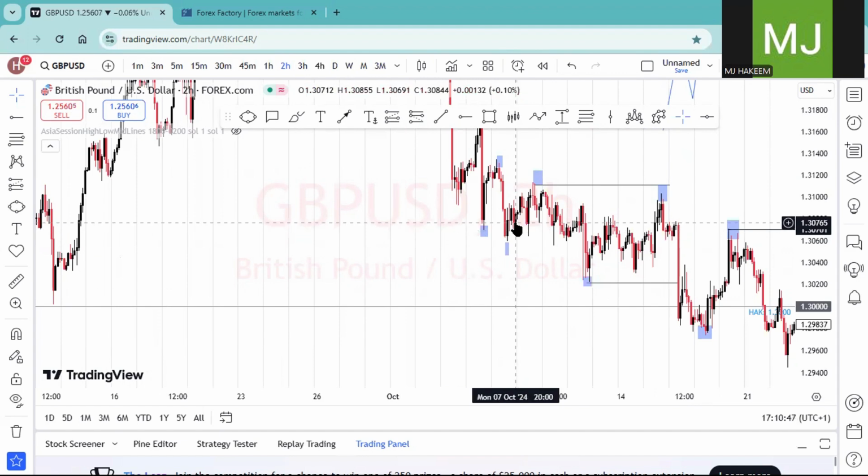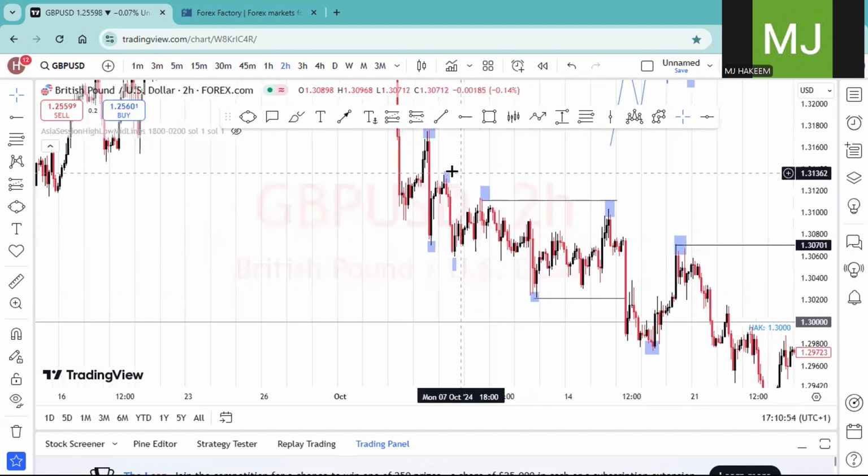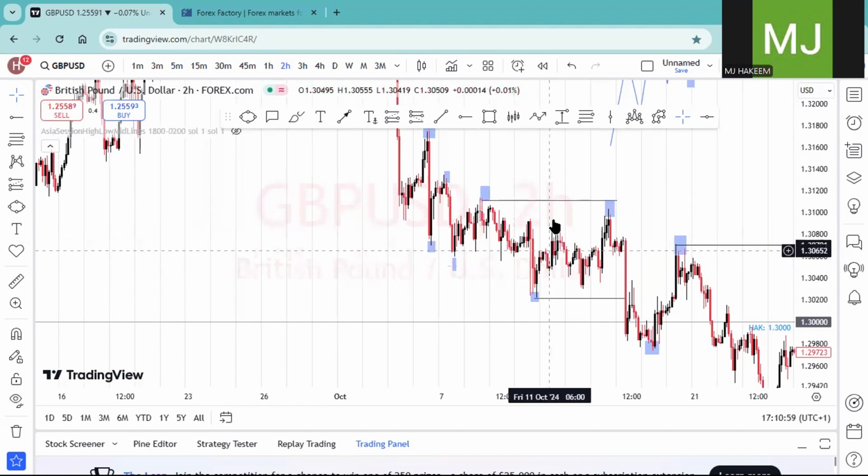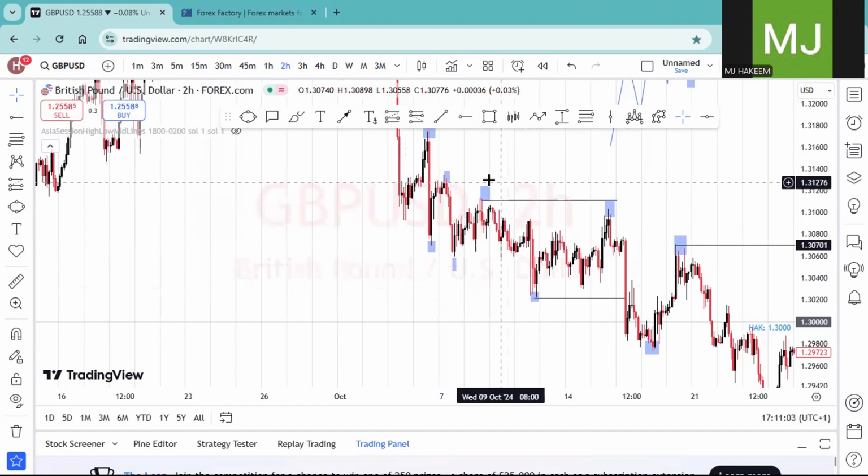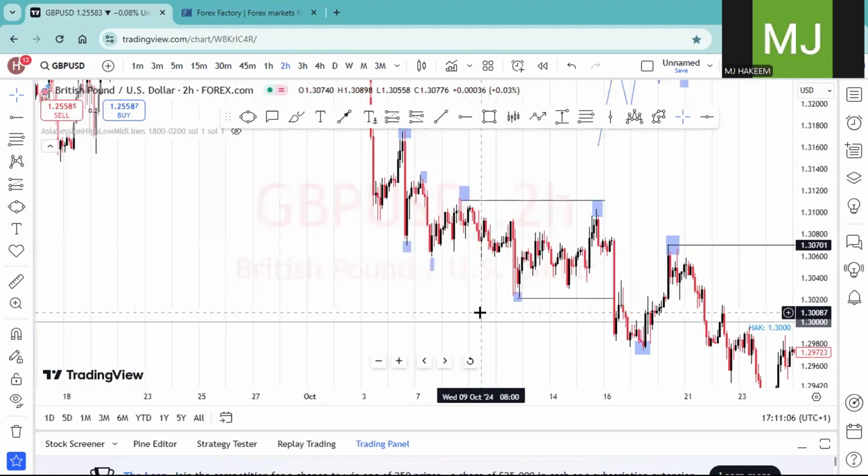Once I already have my structure marked out, I can use my 1 hour, 2 hours, and the 4 hours as well to mark my structure. Once I've used it to know my external structure, then the 15-minute and 5-minute time frames can be my internal structure for my execution, for my early entries in the market. So this is just a way that you can understand structure.